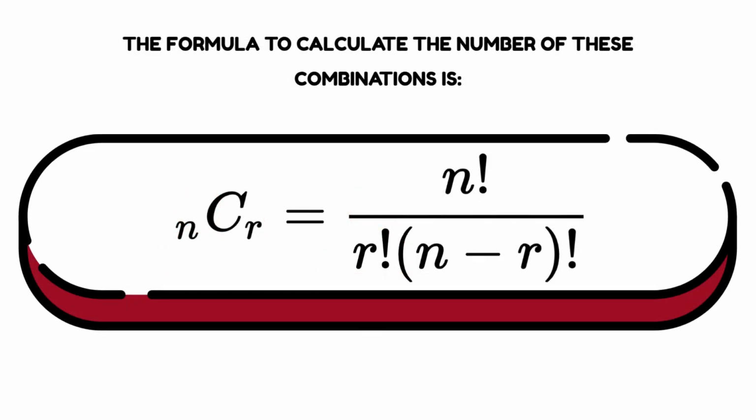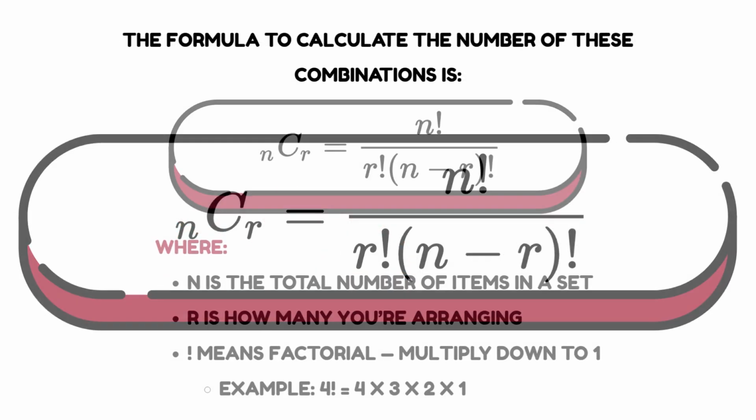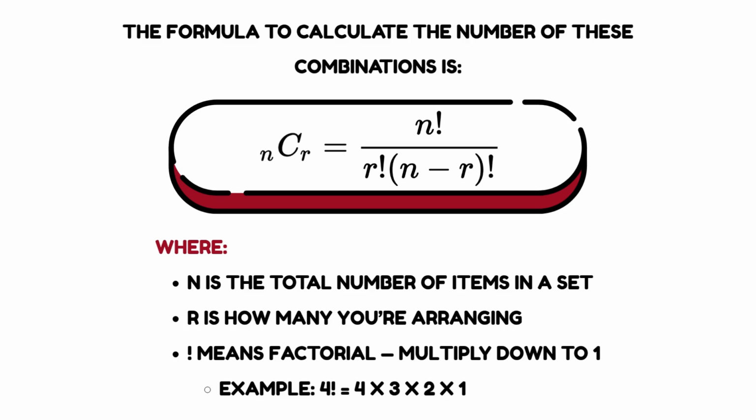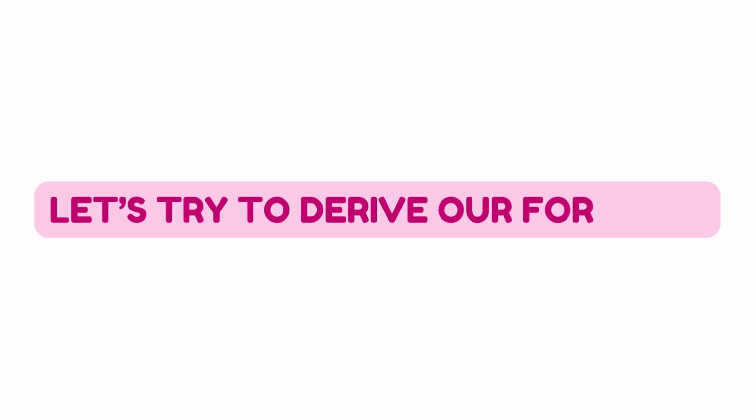So here's the formula to calculate the number of combinations. Here, n is the total number of items in a set, r is how many you're choosing, and the exclamation mark is factorial, which is multiplying down to 1. So if we said 4 factorial, 4 with an exclamation mark, it means 4 times 3 times 2 times 1, which is 24. Now before you run away, this formula is actually not that complex. Let's try to derive it in just a few minutes.